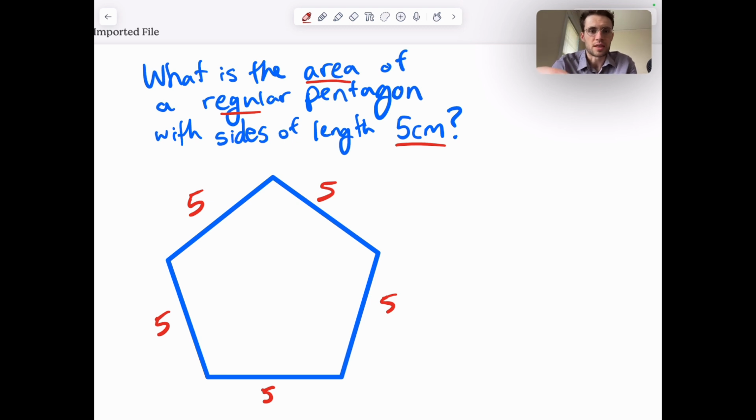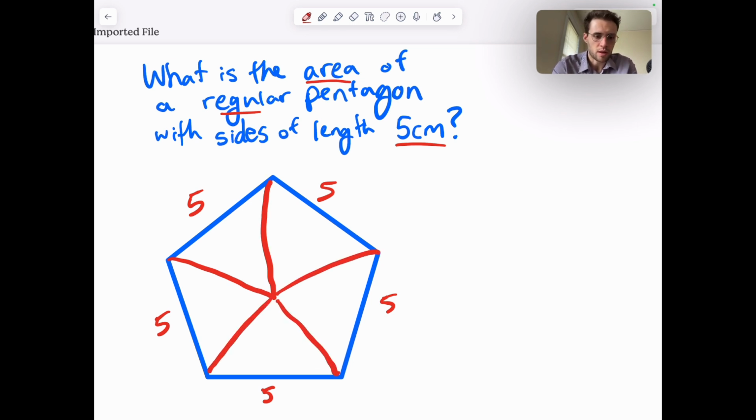The only way that we can find the area, given only the side length, is if the angles are all the same, because that means we can divide it into 5 equal sized triangles, going from each vertex to the middle, like that. And since all of the angles are the same, then you just divide them in half. There are a couple ways that we can find the angles of these triangles. One of them would be to find each interior angle.